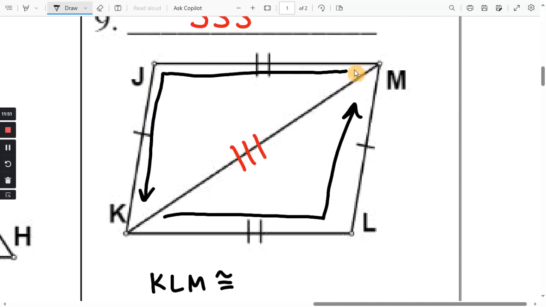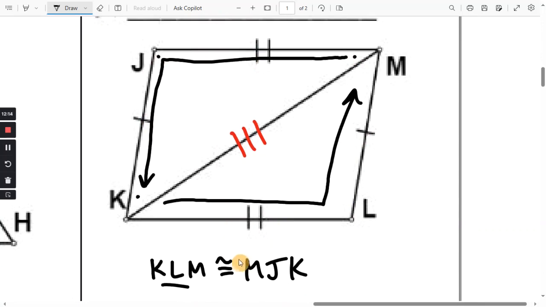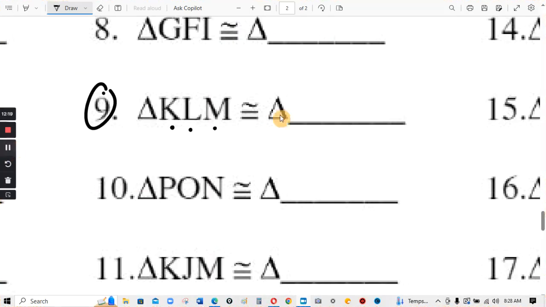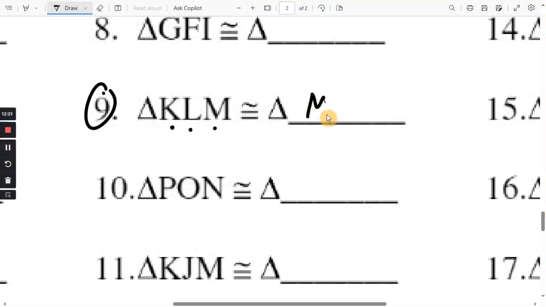So that's going to be MJK. Again, if you didn't see it, this is what they gave us. I drew in the arrow, went past the 2, and then past the 1. Same thing here, past the 2, and then past the 1. So MJK. That is number 9, MJK.